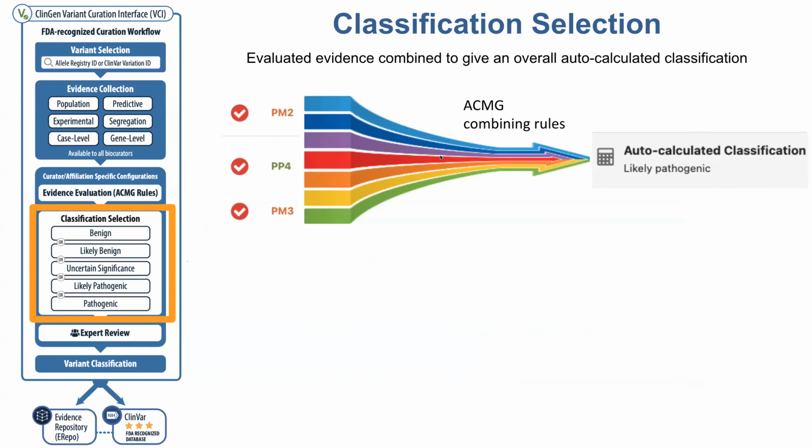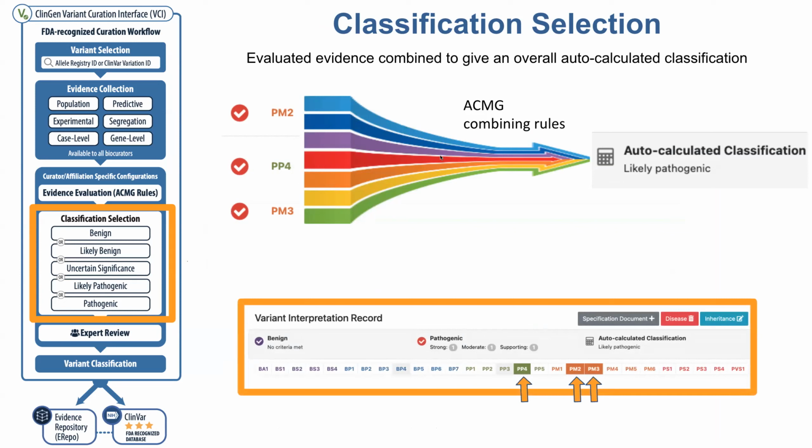All of the available evidence types for each variant are evaluated against the ACMG criteria. Each of these individual evaluations for the ACMG criteria are then combined together, following combining rules laid out by the ACMG. This then provides an auto-calculated classification for the variant. As the curator evaluates each new ACMG criterion, this auto-calculation happens as they continue this process and is recorded in the banner at the top of the record.